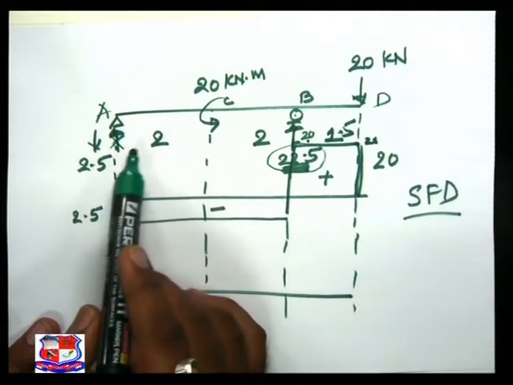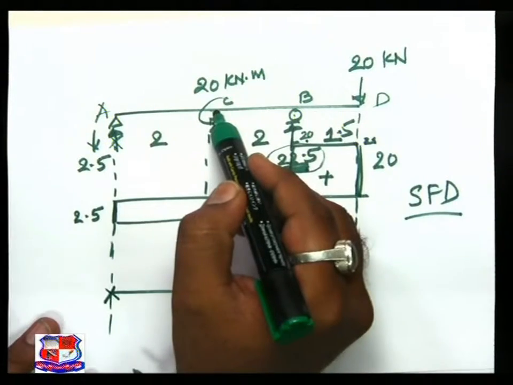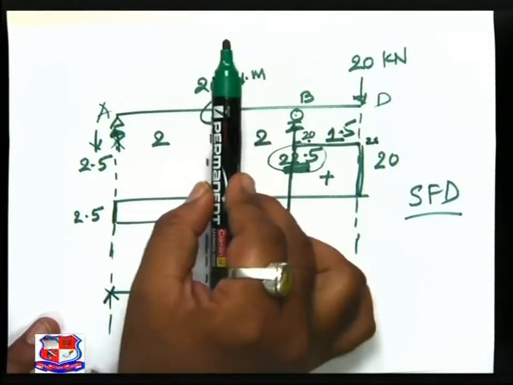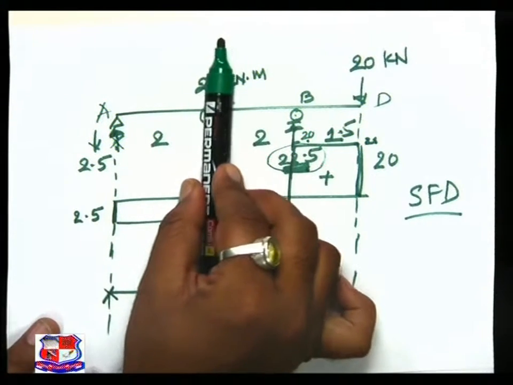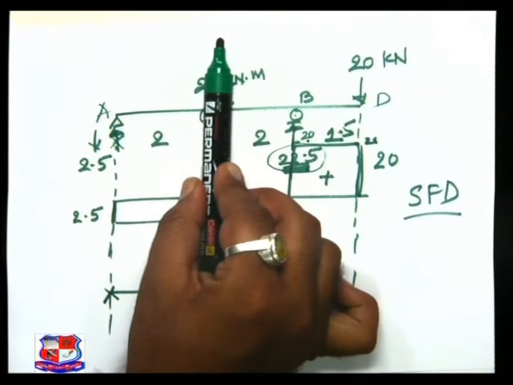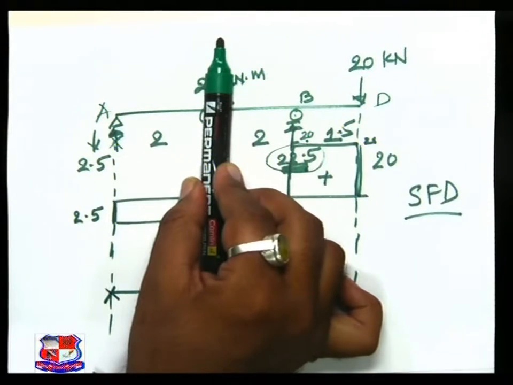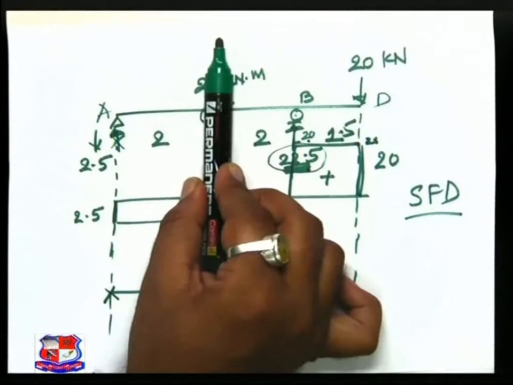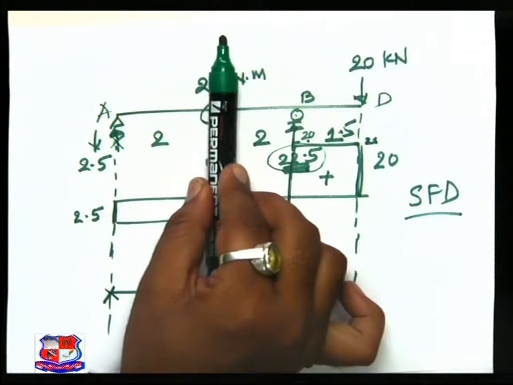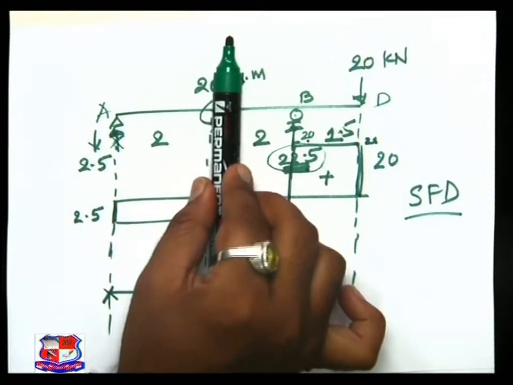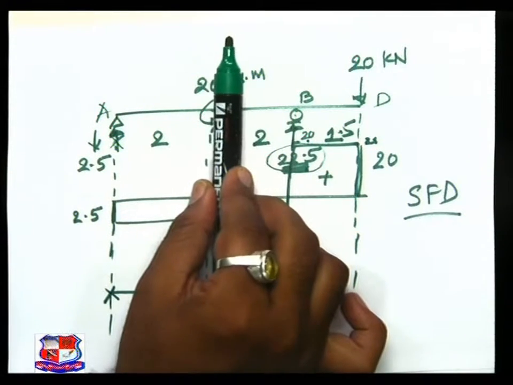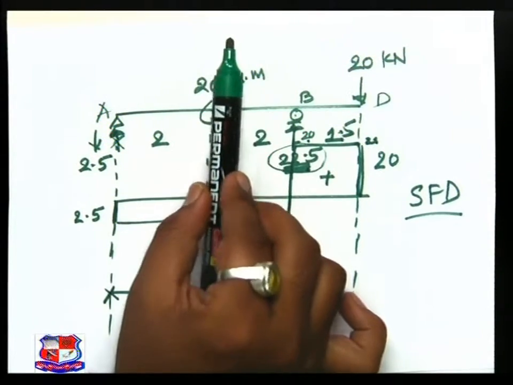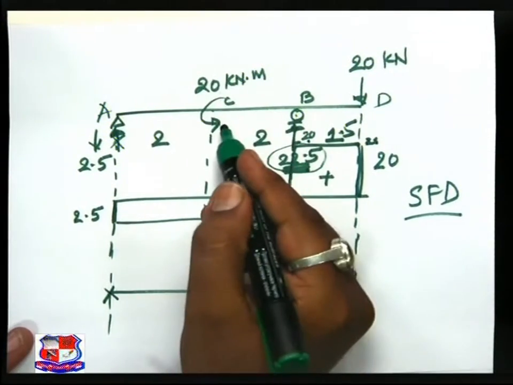Next, the bending moment at C, carefully visualize. At C there is a concentrated moment acting. So when there is a concentrated moment acting, tabletop please, at that particular stage there is a sudden change in the bending moment diagram. So this is C point.